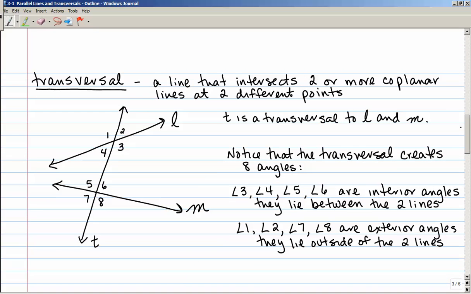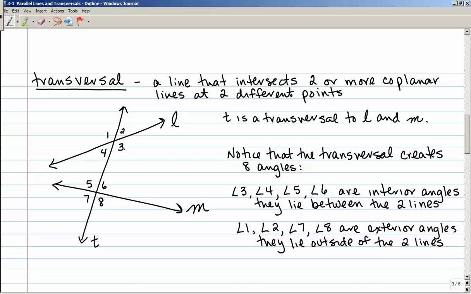A transversal. A transversal is a line that intersects 2 or more coplanar lines at 2 different points. So in this case, you have line L and line M, and T is considered your transversal. Notice that this transversal creates 8 angles, which I have numbered here.